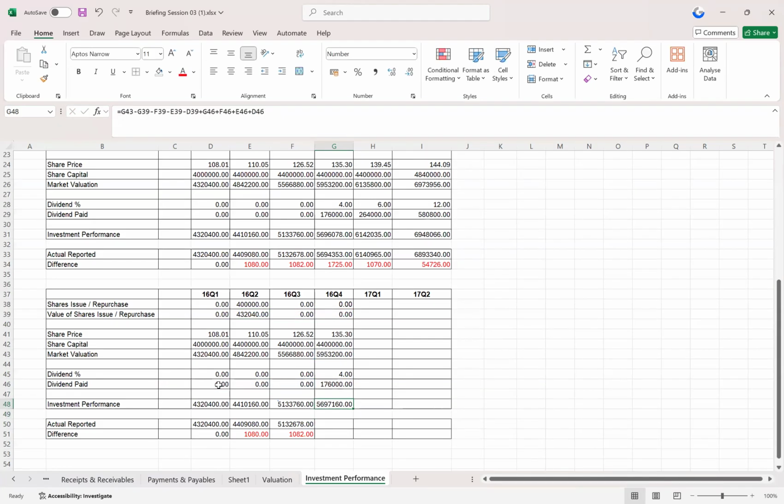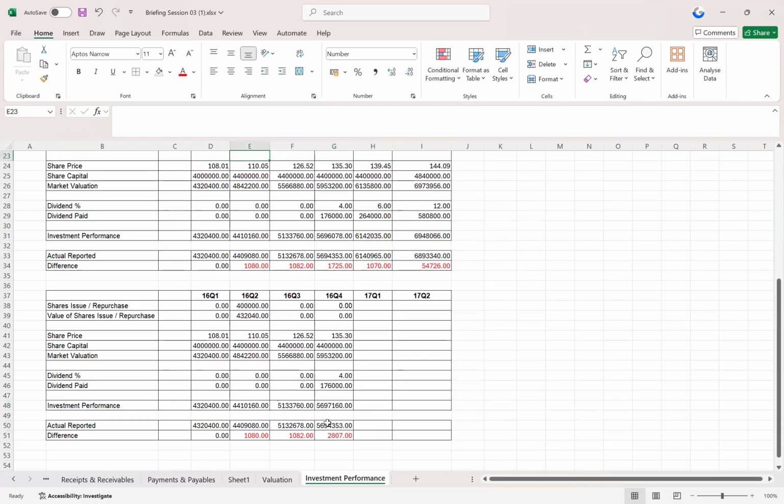That comes to 569,1760. Right. What was actually reported? It was 569. What is the difference coming? 2087. Again, in this one, I deduct the difference that I got in the last quarter. Again, we are pretty close to what we are actually getting in every quarter. Right. Next quarter.